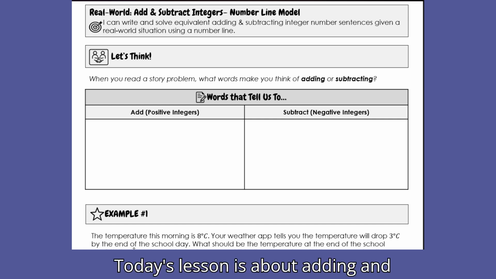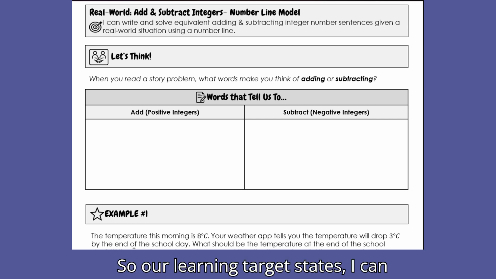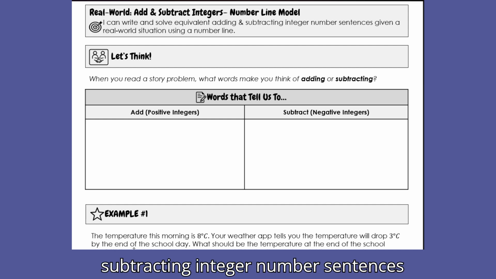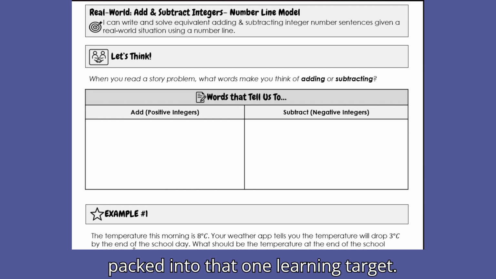Today's lesson is about adding and subtracting integers using a number line model, but given a real-world situation. So our learning target states, I can write and solve equivalent adding and subtracting integer number sentences given a real-world situation using a number line model. So there's a lot packed into that one learning target.